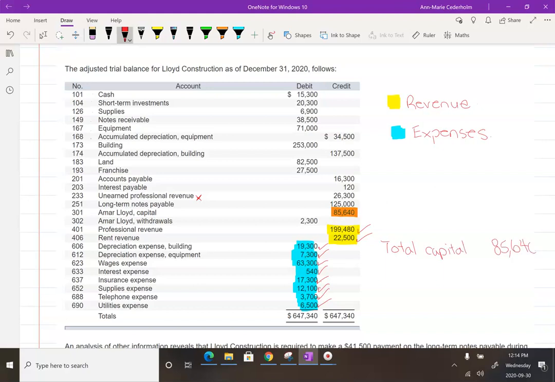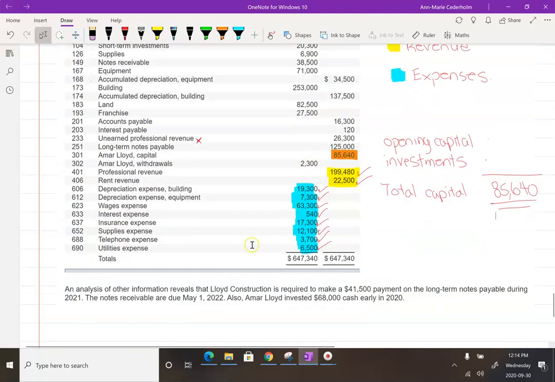$85,640, but this is made up of opening capital and any investments that the owner contributed of their own money. So the question will have to tell me one of these, if not both. So I'm just going to scroll down to the additional information, and it says here that the owner invested $68,000 in cash in early 2020.